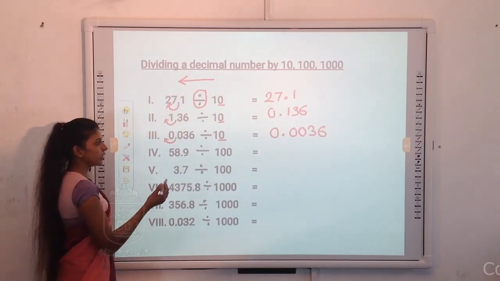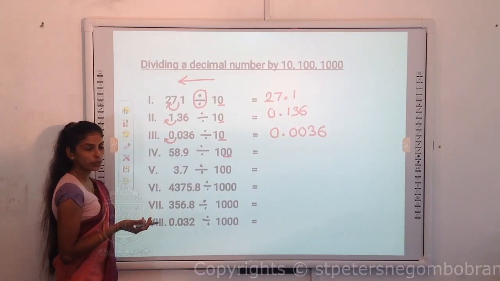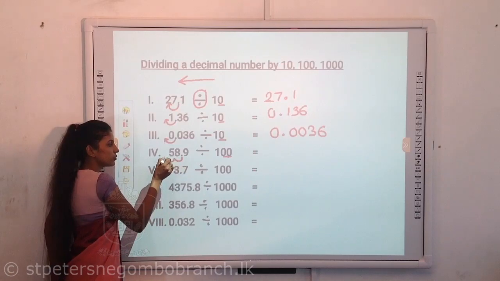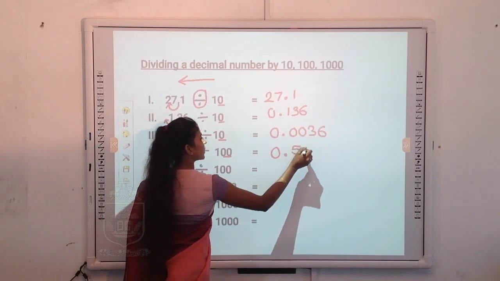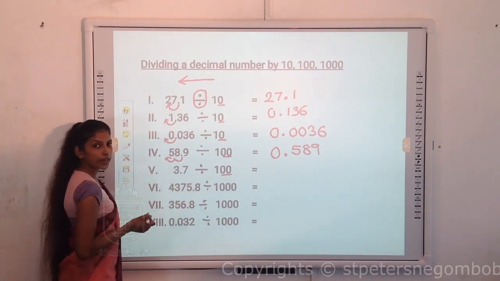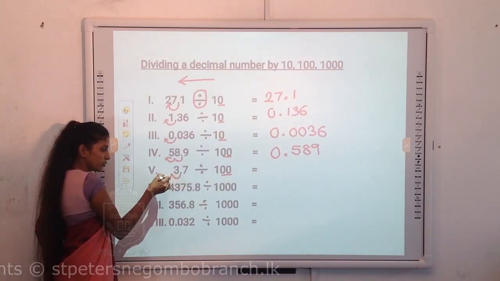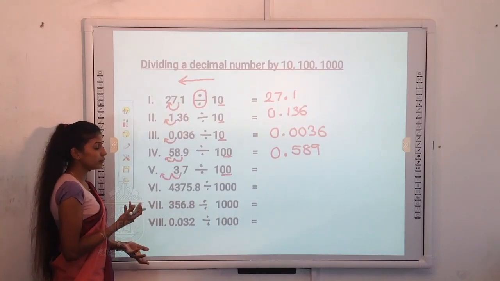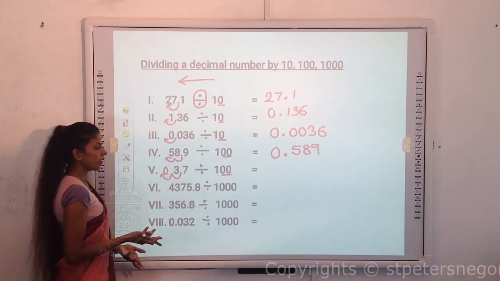Fourth example, division by 100. So you have 2 zeros here. So how many moves should be taken? 2 moves should be taken from the initial point. 1, 2. So what will be the final answer? 0.589. Again, division by 100, 2 zeros, 2 places. Now here, 1, 2. Now you all can see there are no numbers in front of 3. But you are going to take moves. So what you have to do? Add zeros if you don't have any numbers.